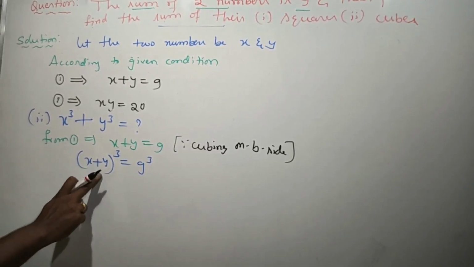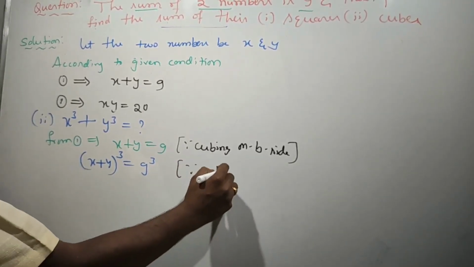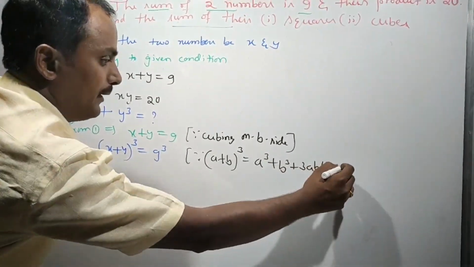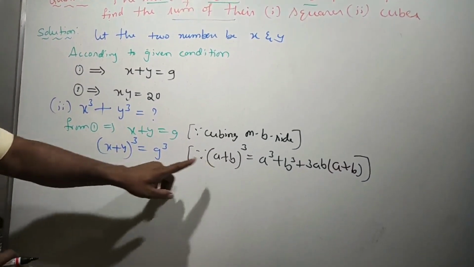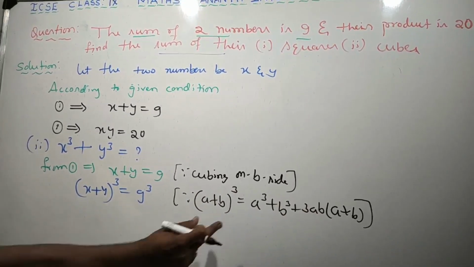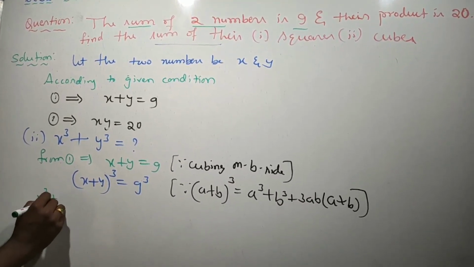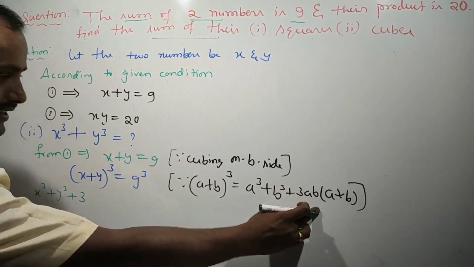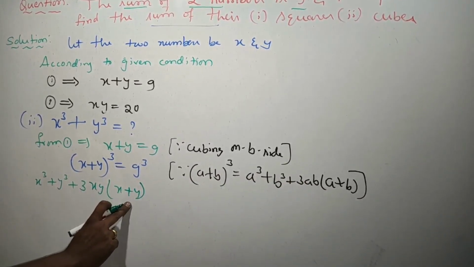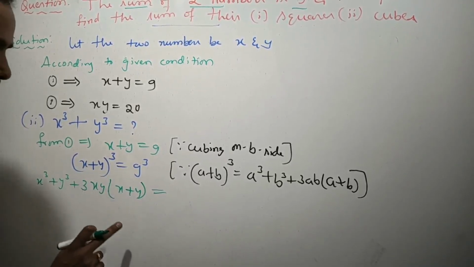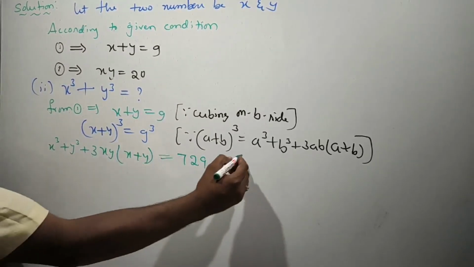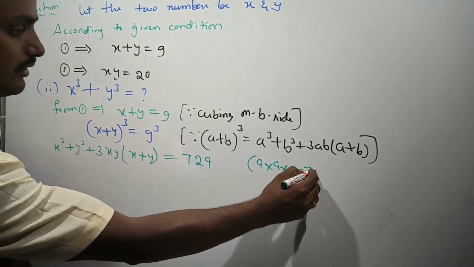This one is in the form of the a plus b whole cube identity, which you know, children. The a plus b whole cube identity is a cube plus b cube plus 3ab into a plus b. Remember it properly. In the place of a, x is there; in the place of b, y is there. I will write a value x, b value y like this, and expand using this identity. Next step: x cube plus y cube plus 3 into x into y into x plus y is equal to 9 cube. 9 cube is 729. You should multiply properly: 9 into 9 into 9, we get 729 only, children.